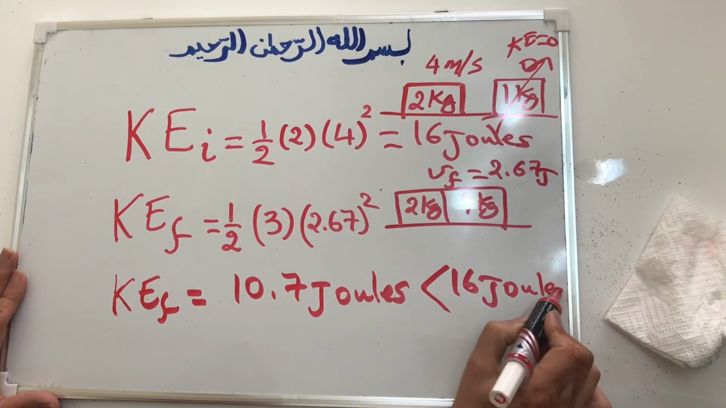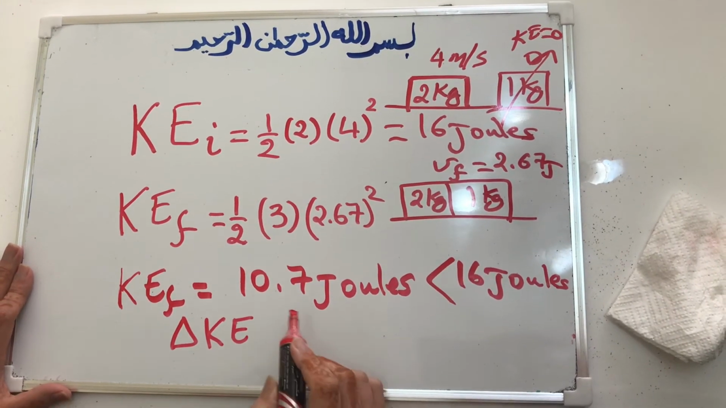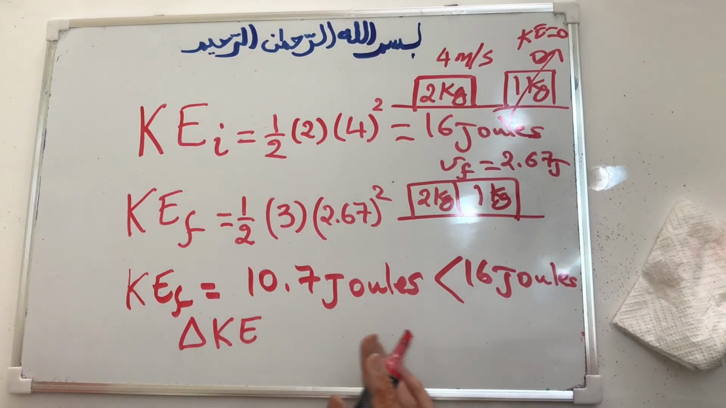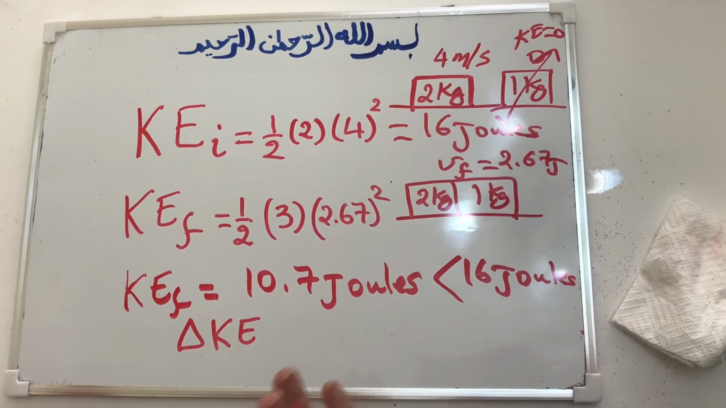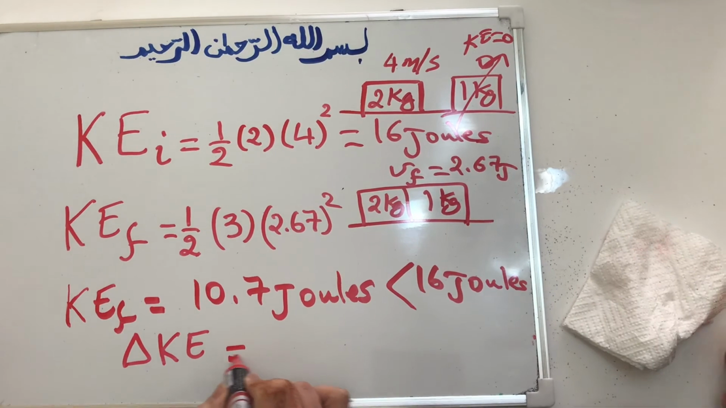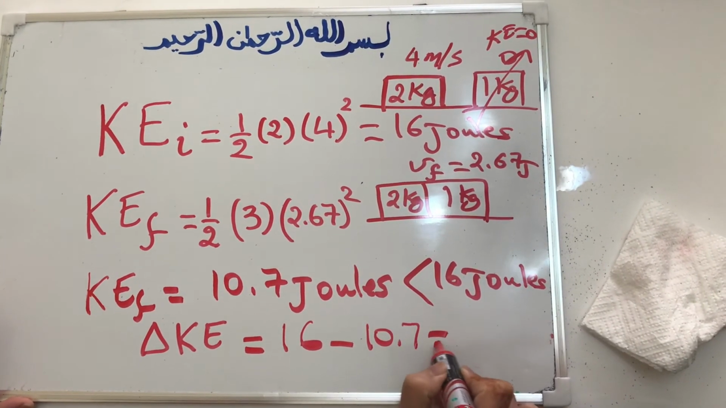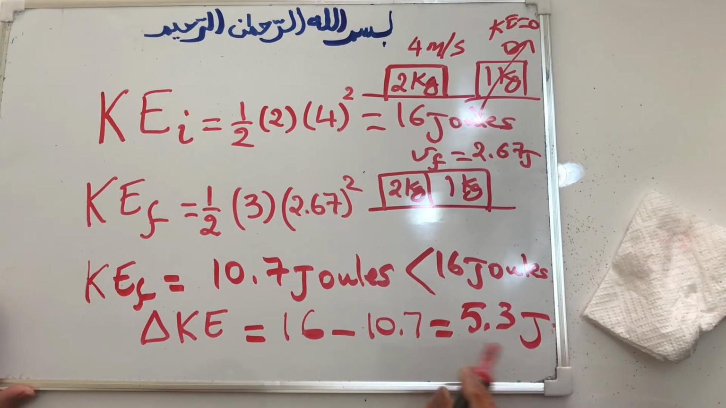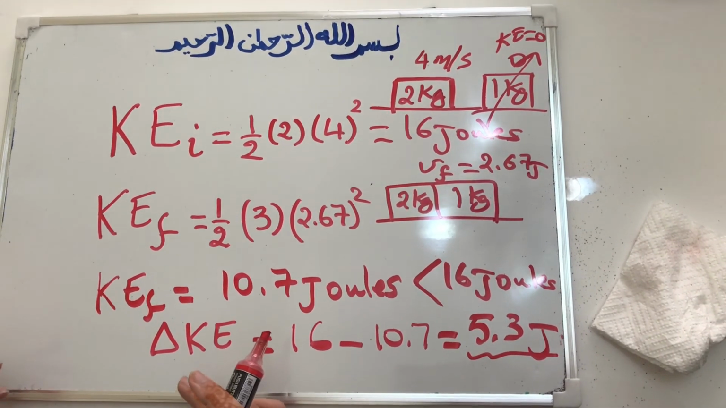So what is the difference here? What is the delta KE? It's going to be the difference. I don't care about the sign of this difference. It is a loss, so it should be a negative sign, but I'm just talking about the net loss. So it's going to be 16 minus 10.7. So this is 5.3 joules. These 5.3 joules of kinetic energy loss, where did they go?